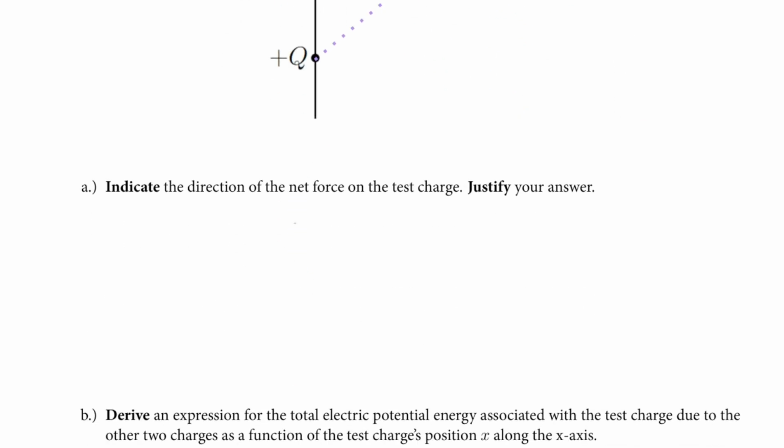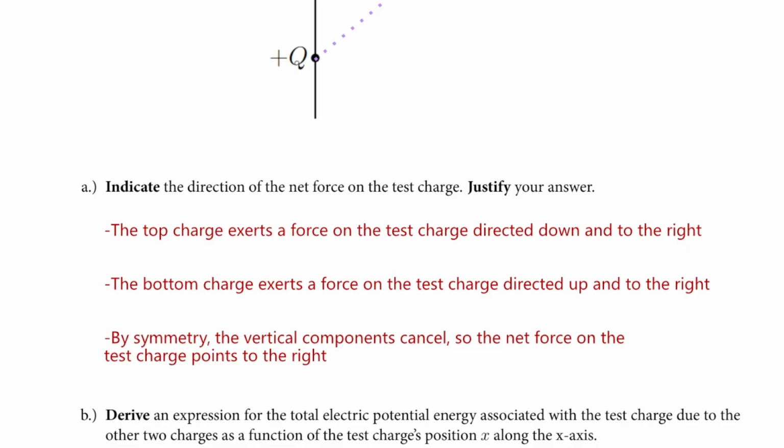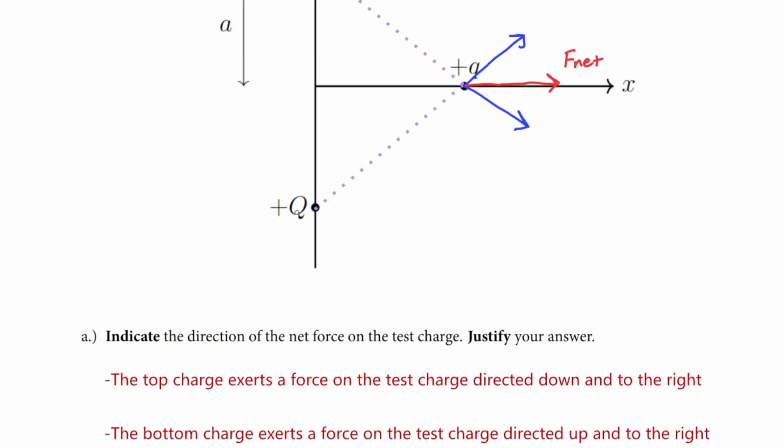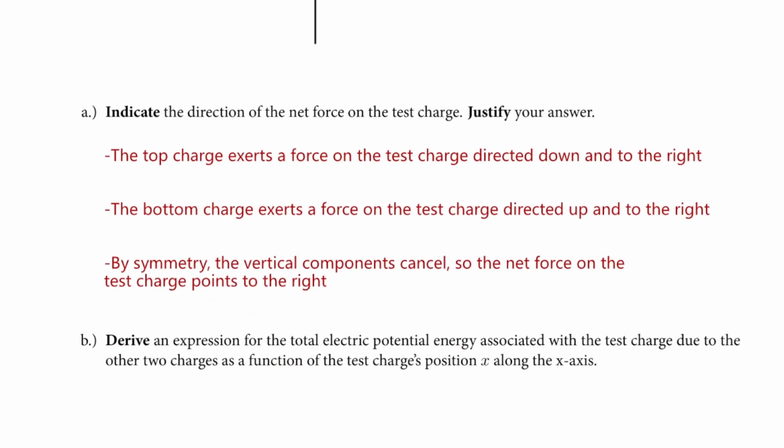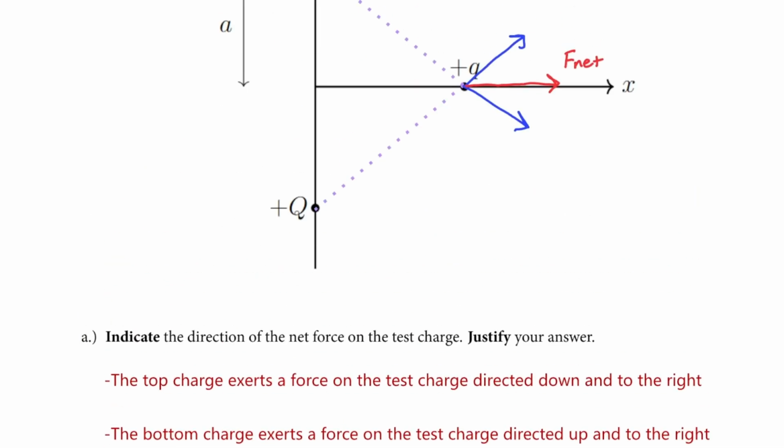So of course, in a lot more words, here's an explanation. Top charge, down right. Bottom charge, up right. Vertical components cancel. Net force is to the right.